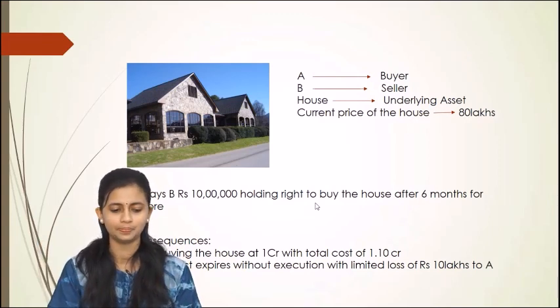Now what can happen? First consequence: A will buy the house at 1 crore, with a total cost of 1.10 crore. When can this happen?